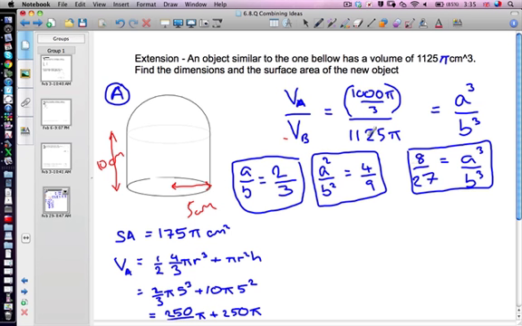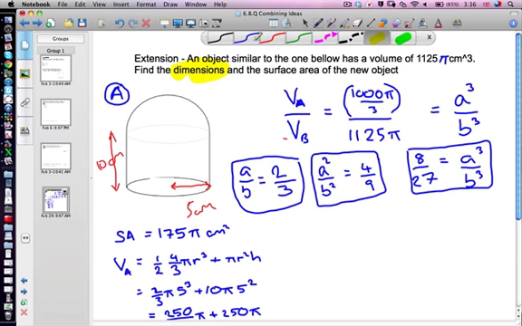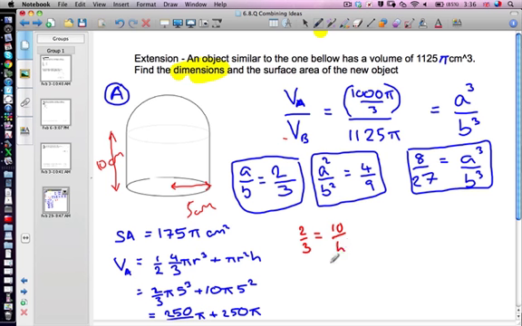Okay, so go back to the question. The question asks us, first of all, find the dimensions of the new object. So the dimensions are just lengths. So the lengths are in the ratio 2 to 3. So my old height was 10. Let's work out my new height, h. So all we need to do there is cross multiply. 2h equals 30. So h equals 15. That's the height of my new similar object.